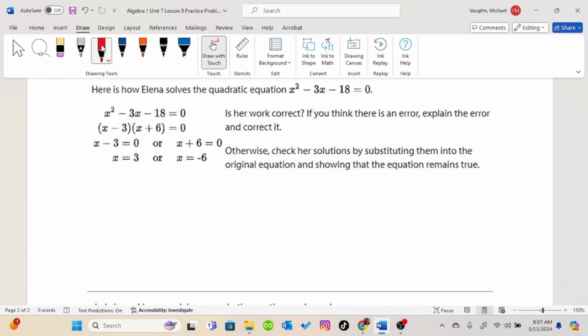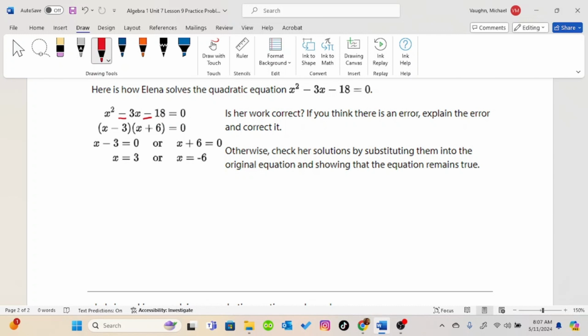So if we look, Elena's first step was to factor. To get x squared, we know it's going to be x times x. Then the second symbol tells us that the symbols are going to be opposites. And the first symbol tells me the bigger one should be negative. We need factors of negative 18 that will add together to be negative 3.